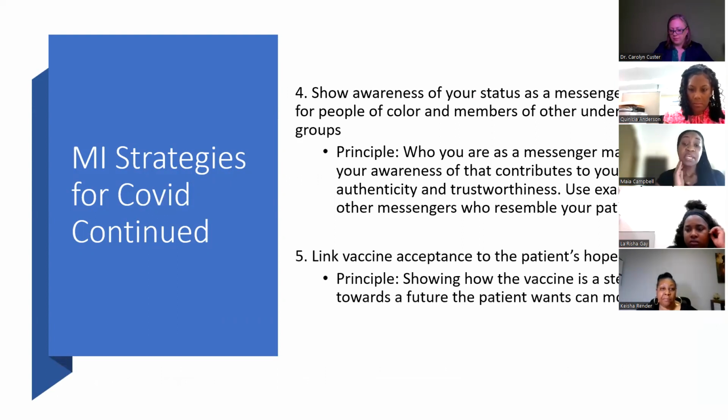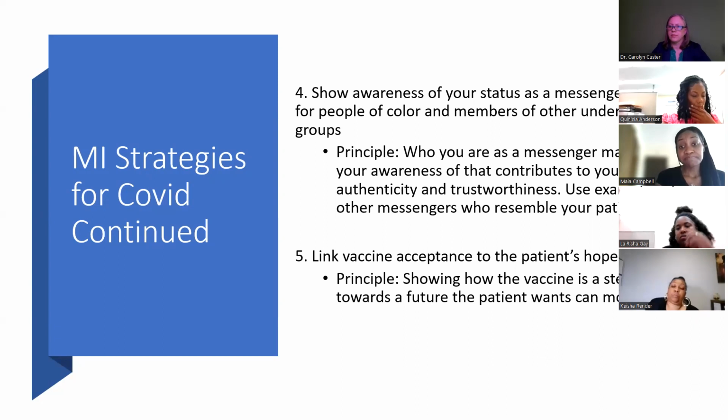And number 5 is linking vaccine acceptance to the patient's hopes and goals. Whenever I think about this, I think about the patients that were saying, I can't catch COVID because my mother has ailing health and I don't want to pass it on to my mother, or I cannot catch COVID because I don't want to pass it to my grandchildren. So again, we use our active listening and then link that to the vaccine information, if that makes sense.